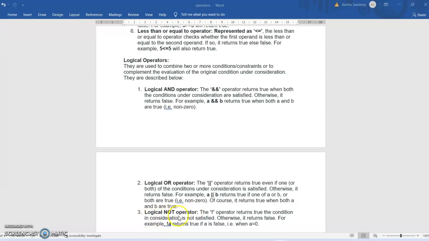The next is a logical NOT operator. So this logical operator will be complementing the result of A. So if A is true, it negates and gets printed as false. If A is false, then it returns true. And this logical AND and logical OR operators, they are also called as shorthand AND OR operators.